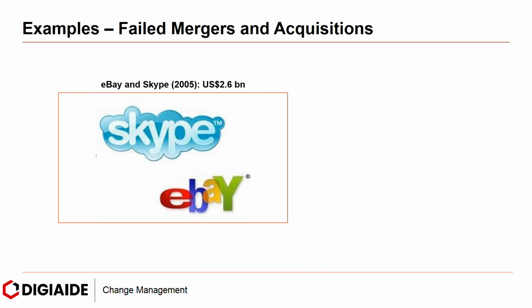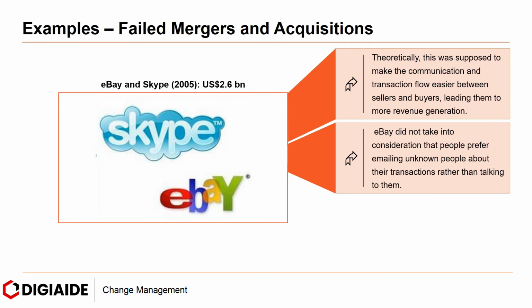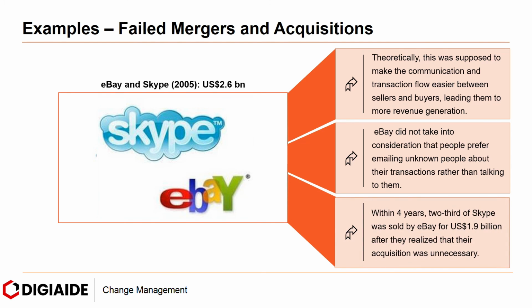And the final example of eBay and Skype. Theoretically, this was supposed to make the communication and transaction flow easier between sellers and buyers, leading them to more revenue generation. eBay did not take into consideration that people prefer emailing unknown people about their transactions rather than talking to them directly. Within 4 years, 2/3 of Skype was sold by eBay for about $1.9 billion after they realized that the acquisition was unnecessary.